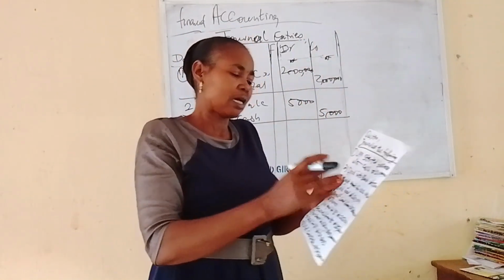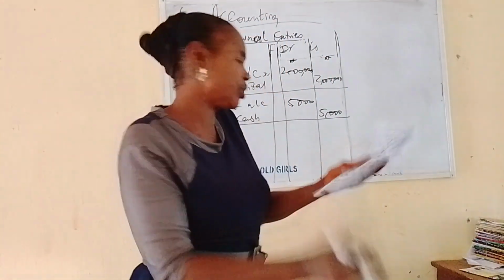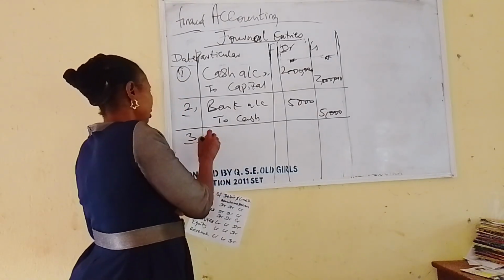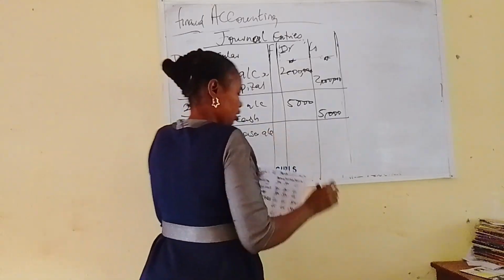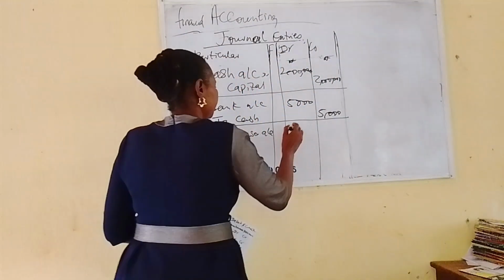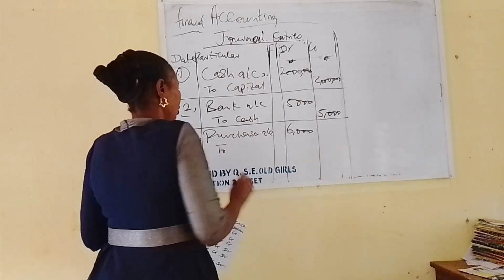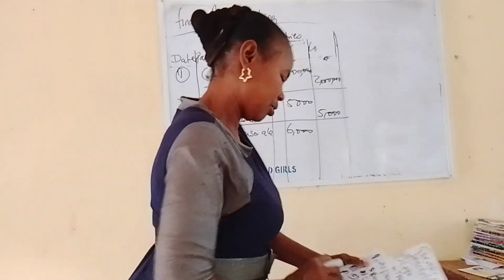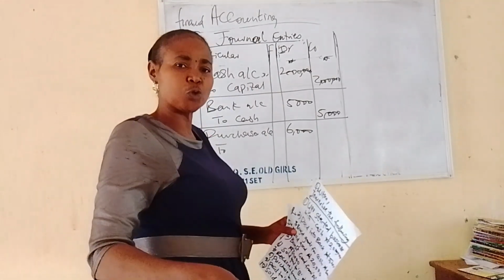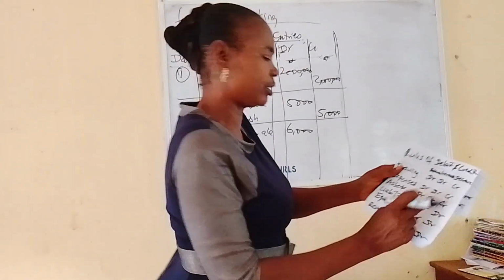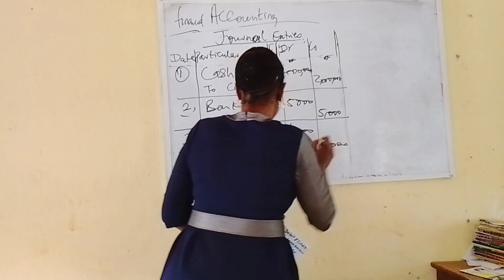Purchases increase, and purchases is an expense. When expenses increase, you debit. Purchases account, 6,000. Then to cash account. Cash is also an asset, but cash reduces, and when assets reduce, we credit. Cash, 6,000.